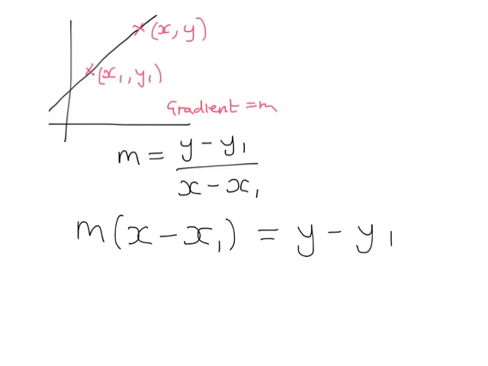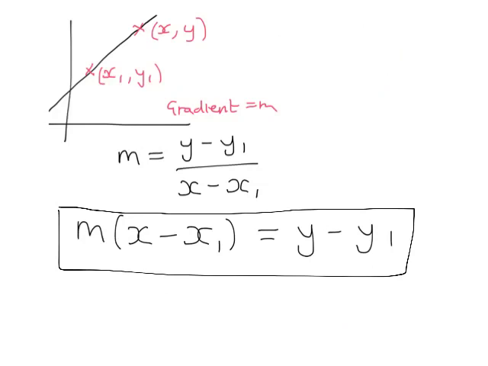So if we're given the gradient of a line and a point it passes through, we can just plug that in to this formula here. We can plug in our gradient here and our x coordinate here and our y coordinate here, and then rearrange that to get the equation of the line in any form that we want.